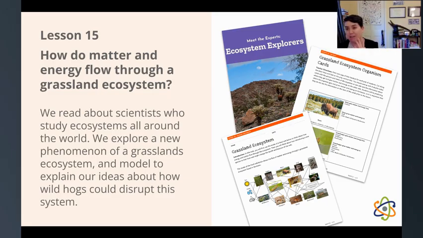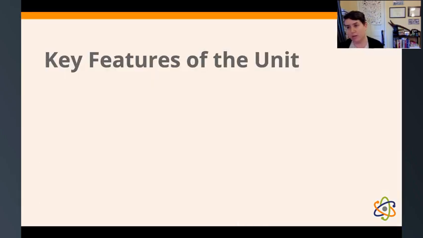We figured out a lot of things about ecosystems and food webs. What happens in a grasslands ecosystem, a different kind of system that has been disrupted in real life by wild hog species? And so having kids model, explain, write a scientific argument about what they have figured out.